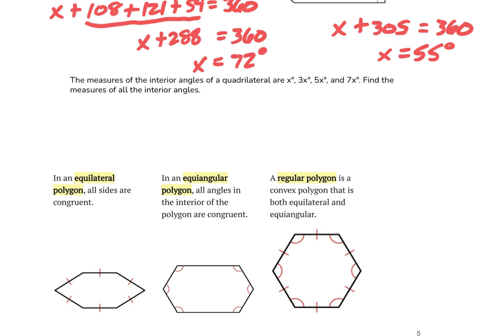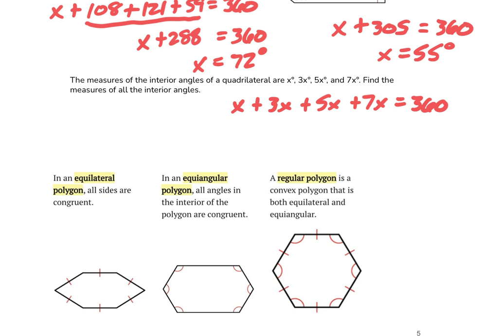Once again, we have a quadrilateral. I don't know any of the angles in the quadrilateral. We have 4 angles, all 4 of them are unknown. So we have x, 3x, 5x, and 7x. We're going to add all of those together and set it equal to 360.